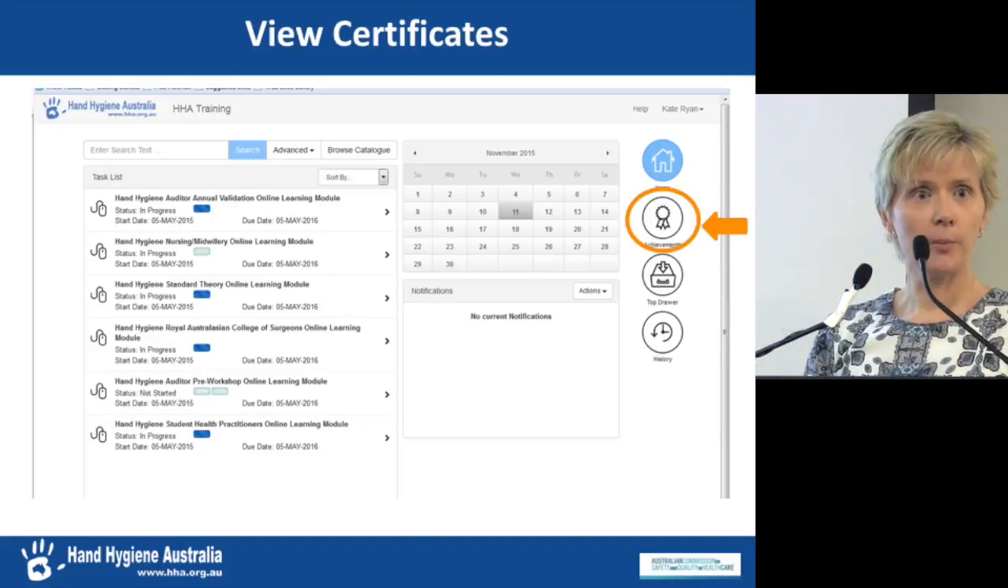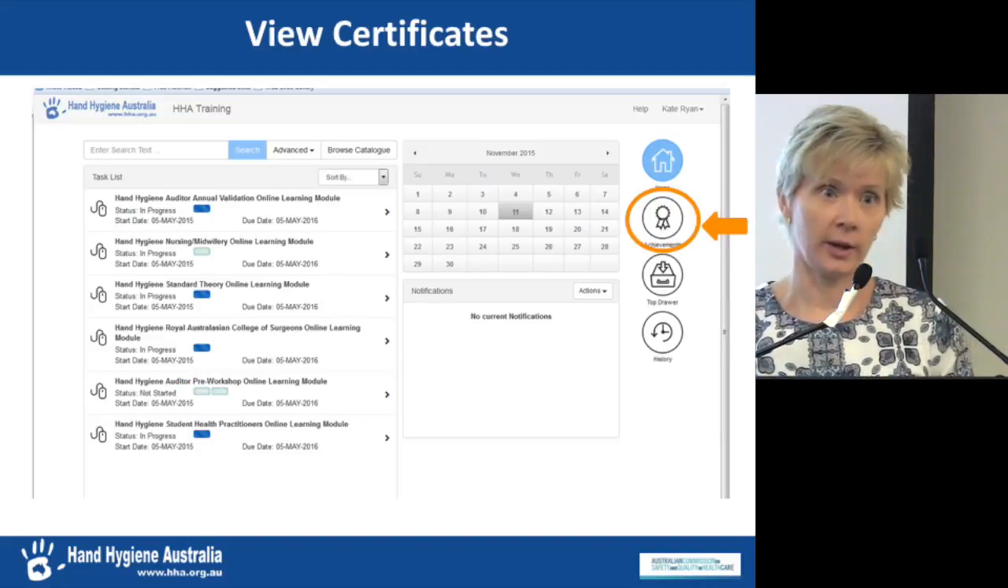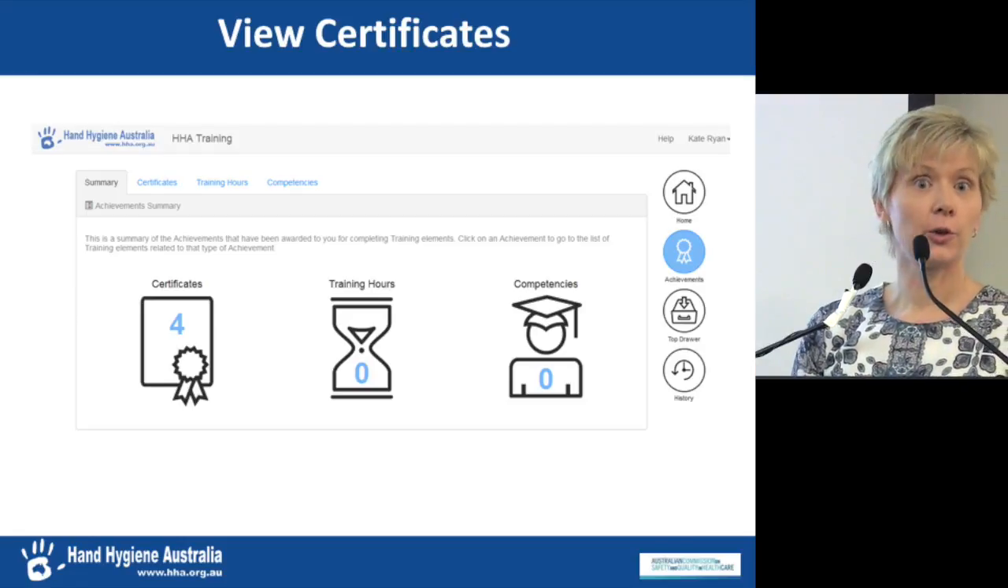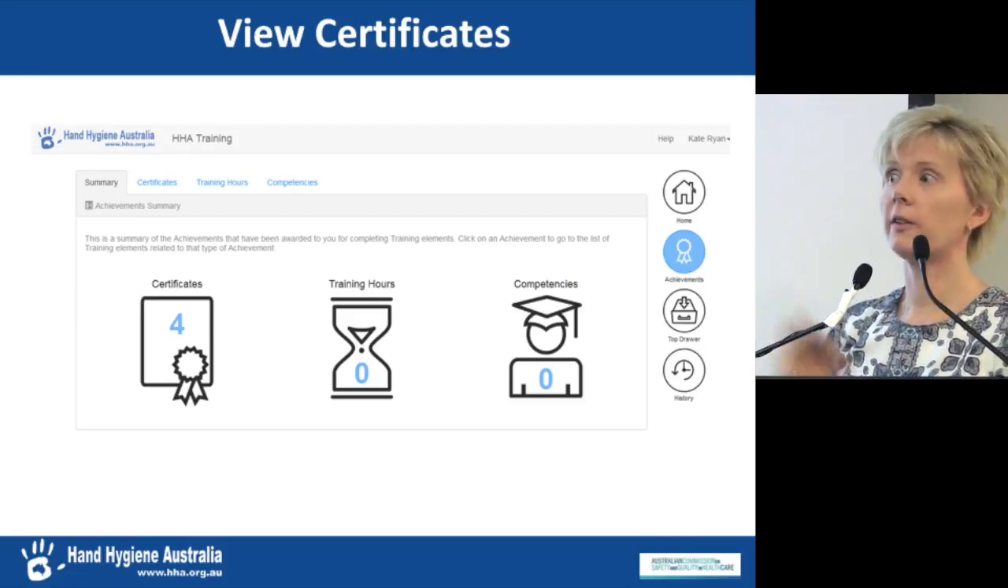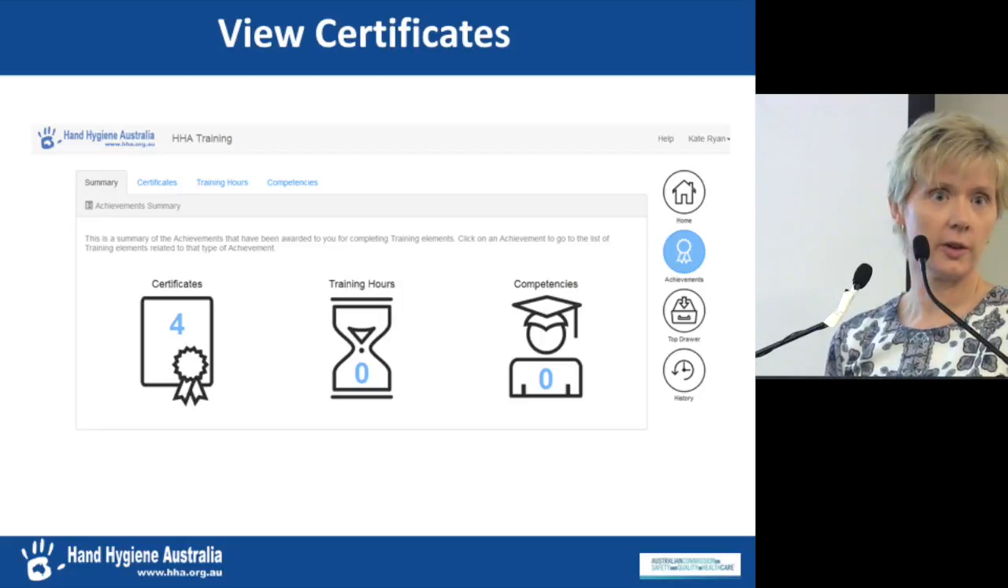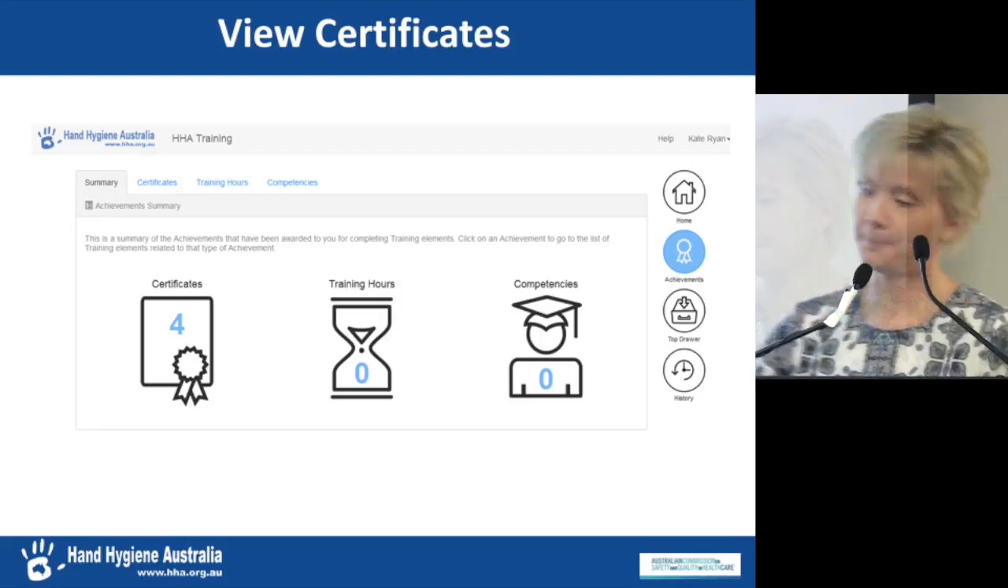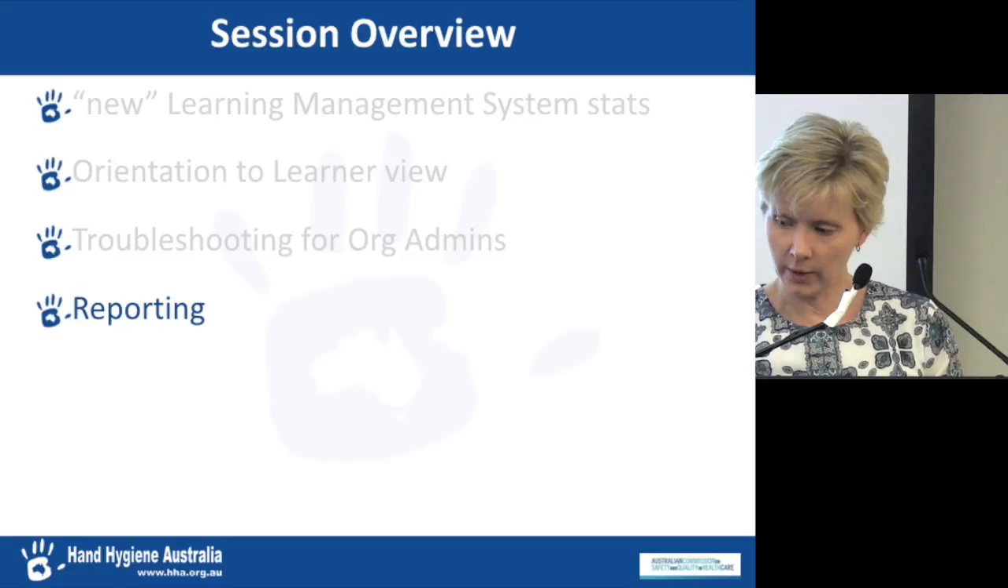On the Achievements tab, they can go to view their certificates of what they've already gained. So this person has 4 certificates they could access. And if you click on that certificate button, then you go to the actual certificates and you can download them anytime you need them. So to talk a little bit more on reporting now.